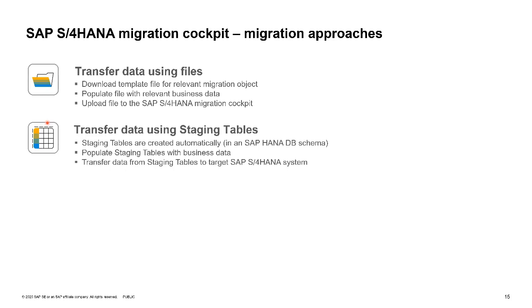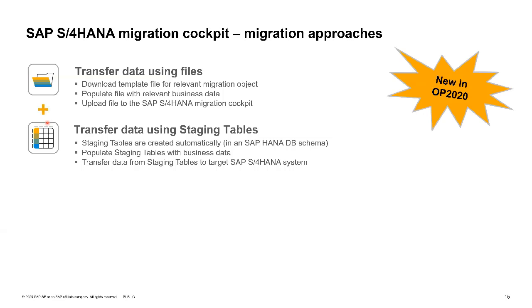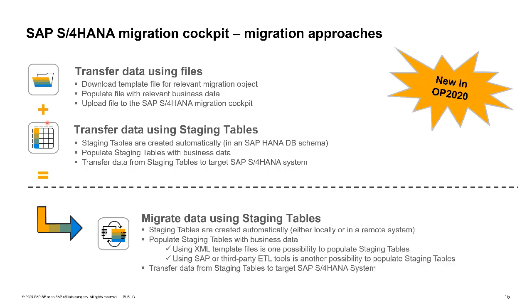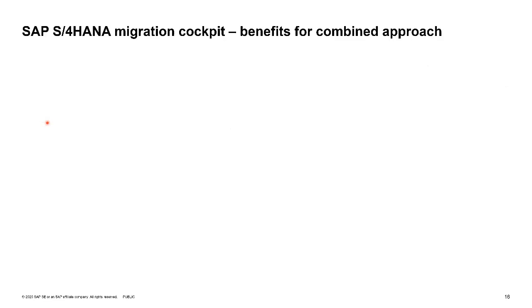And now with 2020, we have combined these two approaches, the file and staging approach, into one. This means we have moved the cockpit here also to the Fiori UI. We are still able to fill up our template files by the users, but we will always have staging tables in the background. So you can populate these directly with an ETL tool or using the template files. And why do we do this?